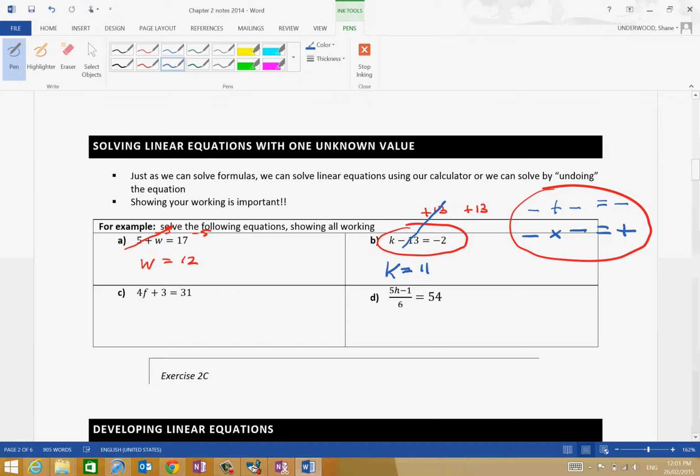So what we're doing is we've added 13 to both sides. The answer is 11. Now, this time for part C, we've got a two-step equation. What do we have to do? What's the inverse of positive 3? Negative 3. We have to subtract 3 from both sides, which gives us 4f is equal to 28. And we have to do the inverse operation of times 4, which is divided by 4. We divide the left by 4, divide the right by 4. Then that means that these 4s are going to cancel out, and f is equal to 7, isn't it?